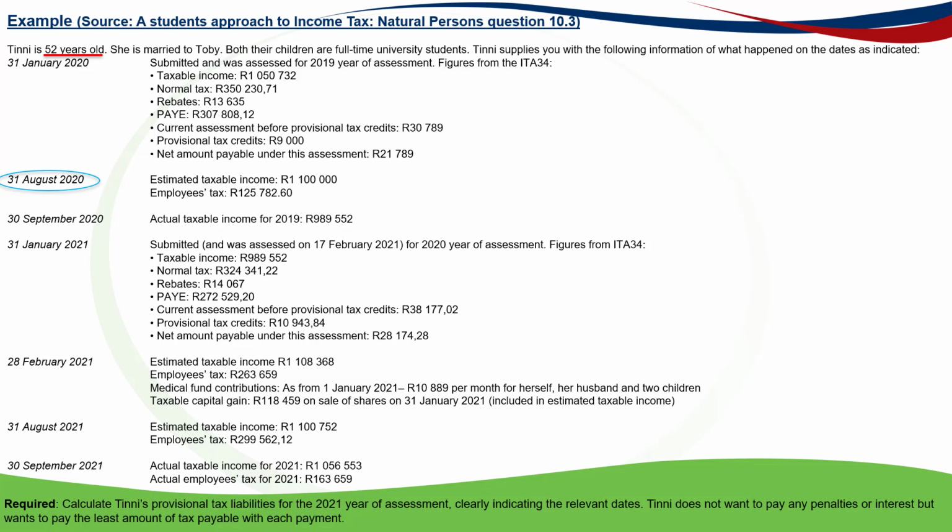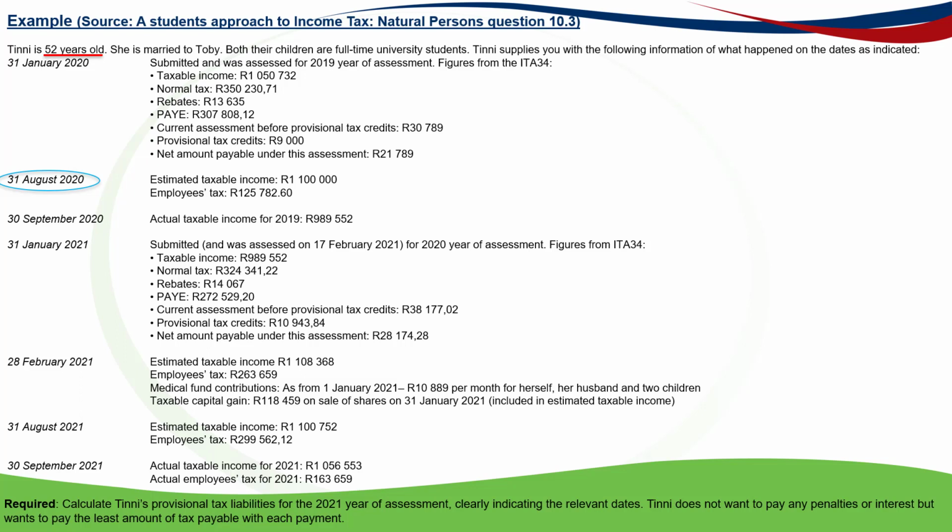The first provisional tax payment will need to be made on or before the 31st of August 2020. On this date, the estimated taxable income is 1,100,000. Remember, the taxpayer does not want to pay any penalties or interest, but wants to pay the least amount payable. So we will have to look at the basic amount and make a comparison of the favorable amount between the 1,100,000 and the basic amount.